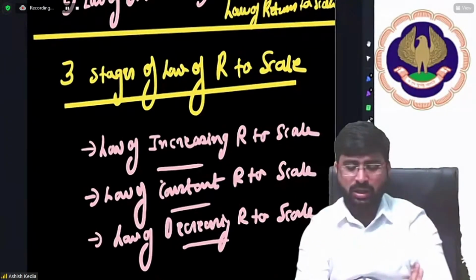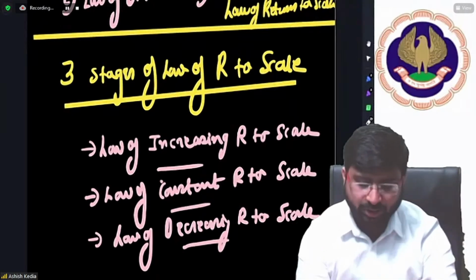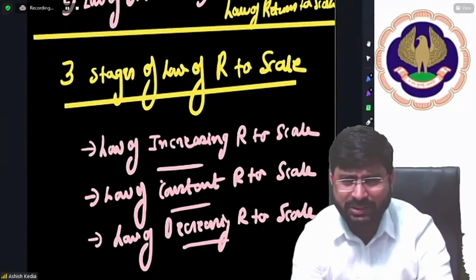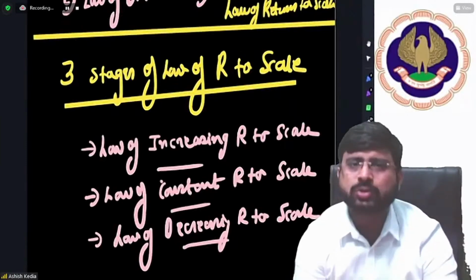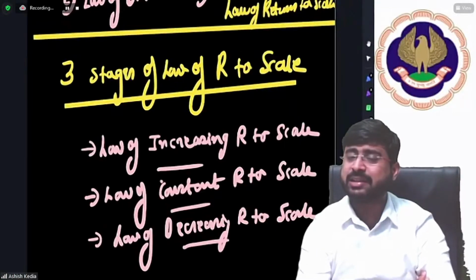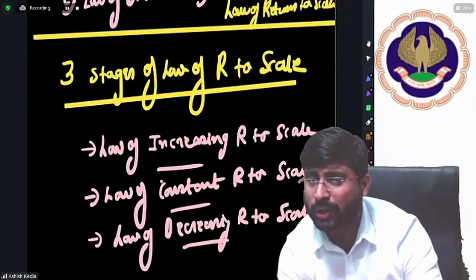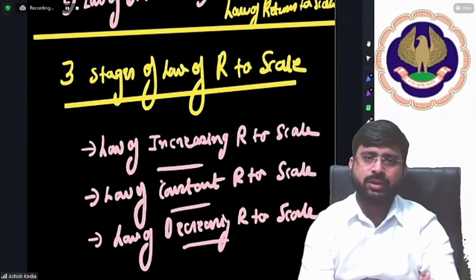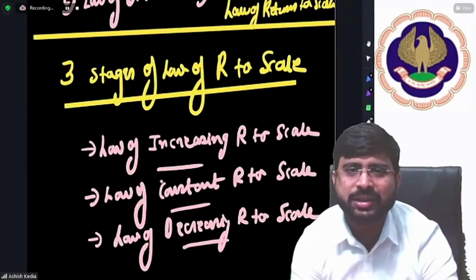In returns to scale, the three cases are increasing returns to scale, constant returns to scale, and decreasing returns to scale. I repeat: increasing, constant, and decreasing. Please remember, here there is no word called diminishing, and no word called negative. Here it's increasing, constant, and decreasing.